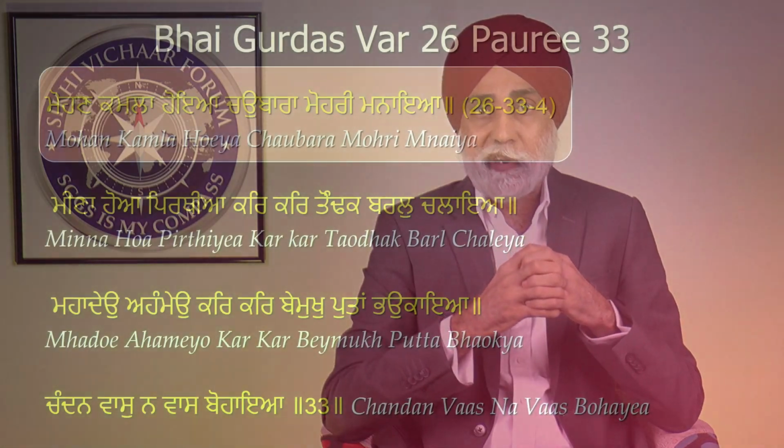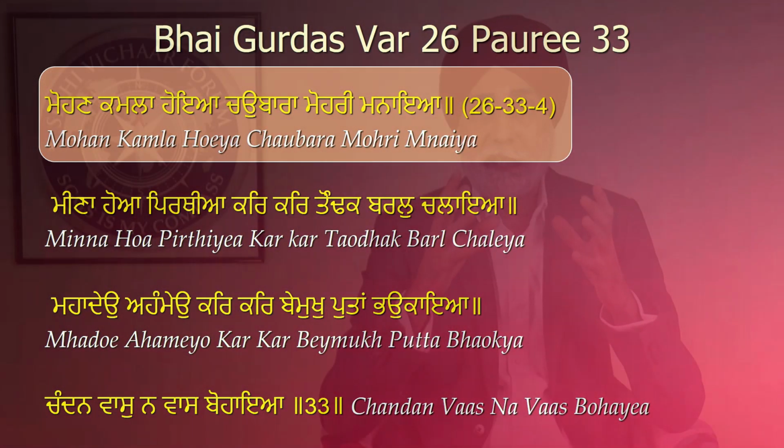So the question is, how did a Kamala get the Pothis? How did a Kamala get mentioned or get praised in a Shabad within Gurbani? Now the final verse of Bhai Gurdas Ji is enlightening indeed. He says, Chandan Vas na Vas Bohaya, meaning these were people, in other words, these children of the Gurus, these were people who never got the fragrance of Bani. So how could Mohan have been in possession of the pothis?